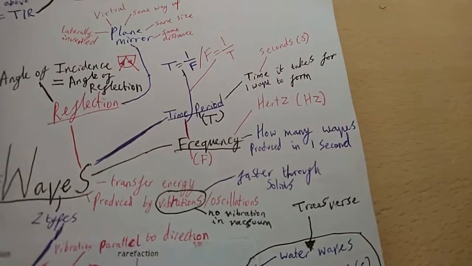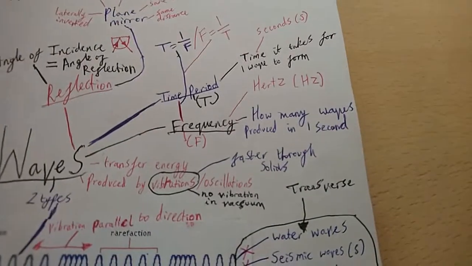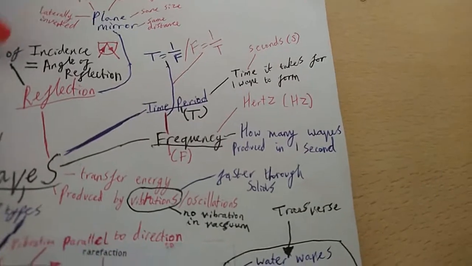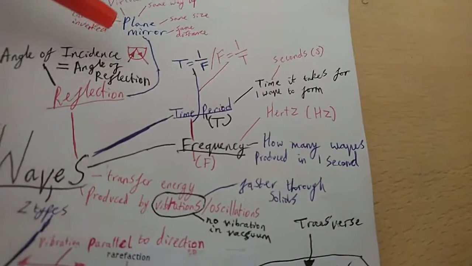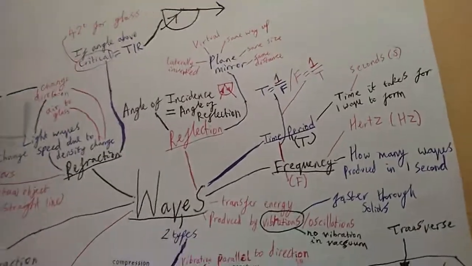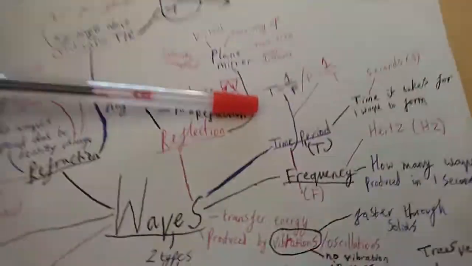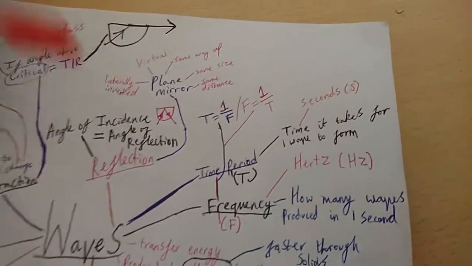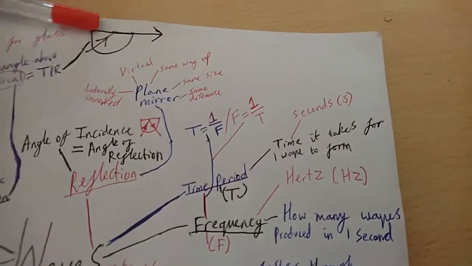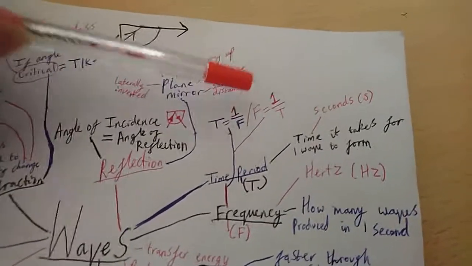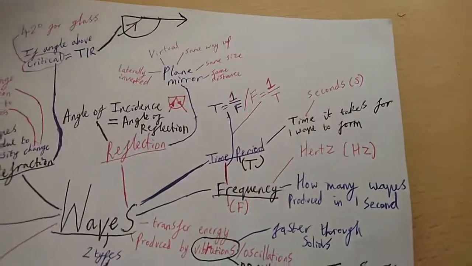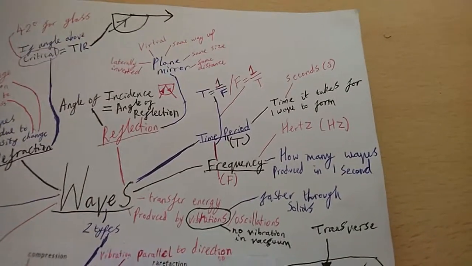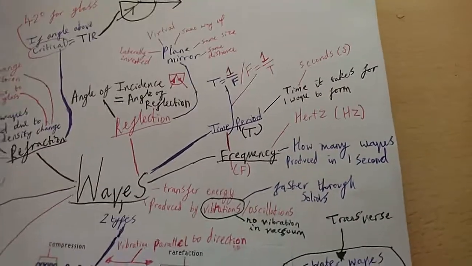So frequency is basically how many waves are produced in 1 second, and it's measured in hertz. Whereas time period is the time it takes for a wave to form. It's measured in seconds. There's an equation here. T equals 1 over F, or F equals 1 over T. So if you're given the frequency and need to find the time period, then do 1 divided by the frequency. If you're given the time period and need to find the frequency, do 1 divided by the time period. Time period seconds, frequency hertz. 1 is just a digit you automatically put in there. It's not a variable, it never changes.